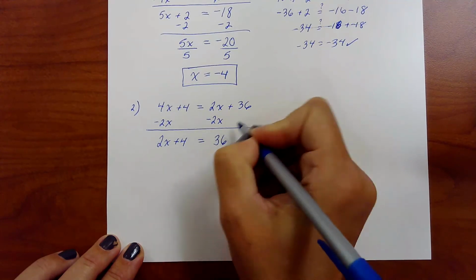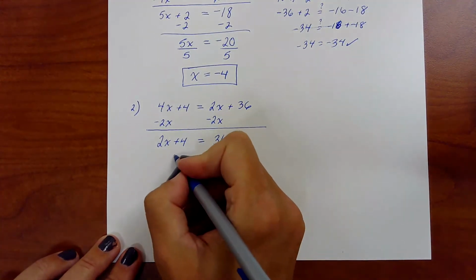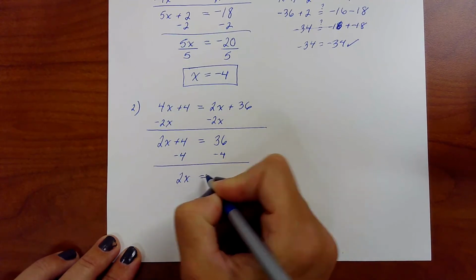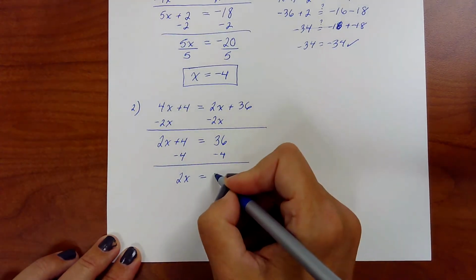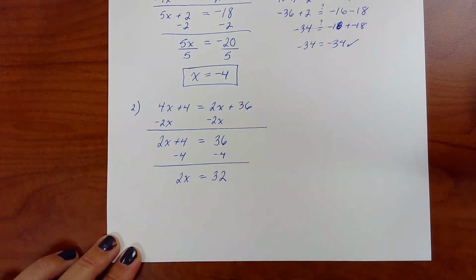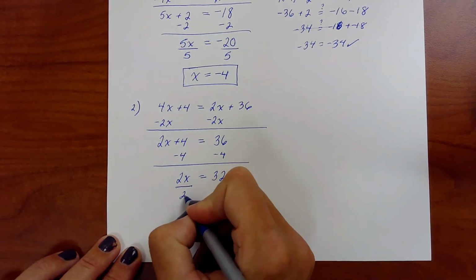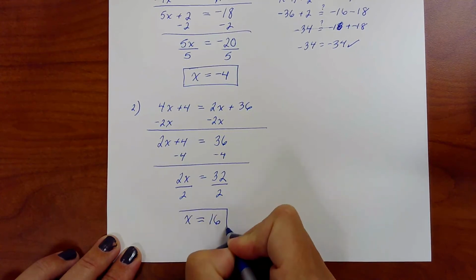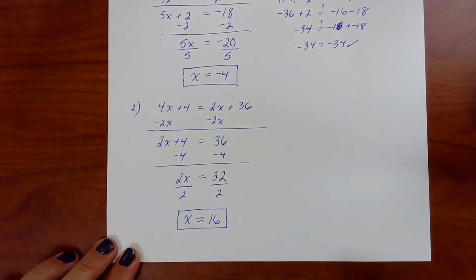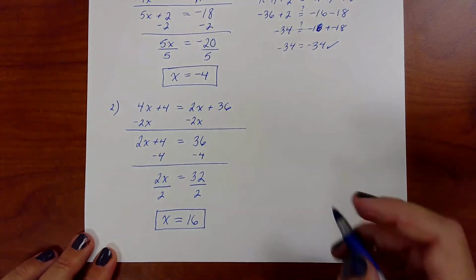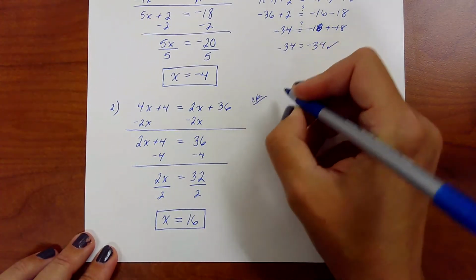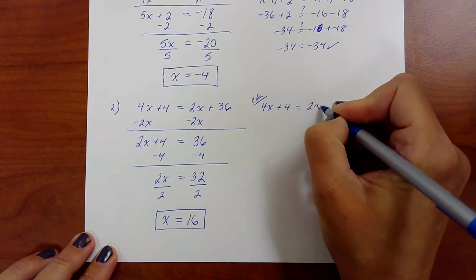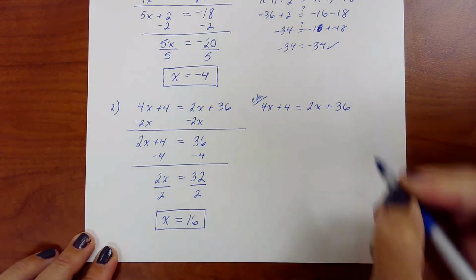I have a positive 36 here. Subtract the 4. 36 minus 4 is 32. Divide by 2. We think the answer is 16. Okay. Check, please. 4x plus 4 equals 2x plus 36.